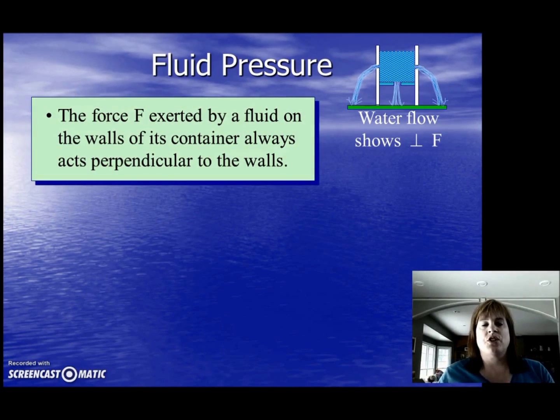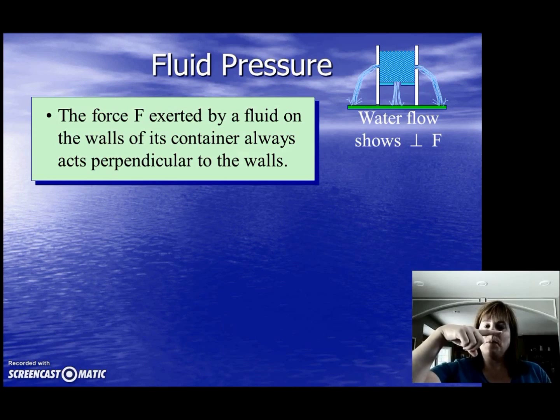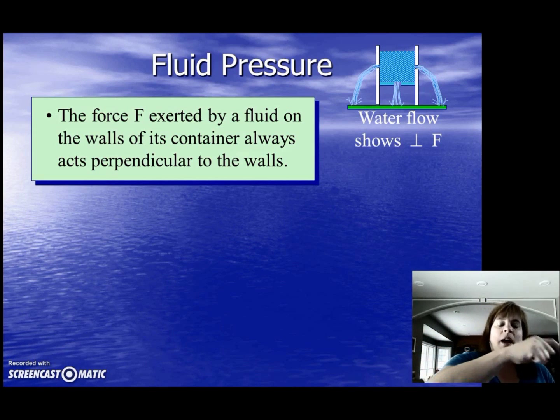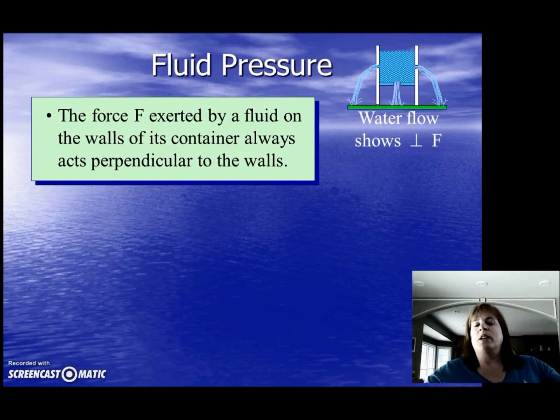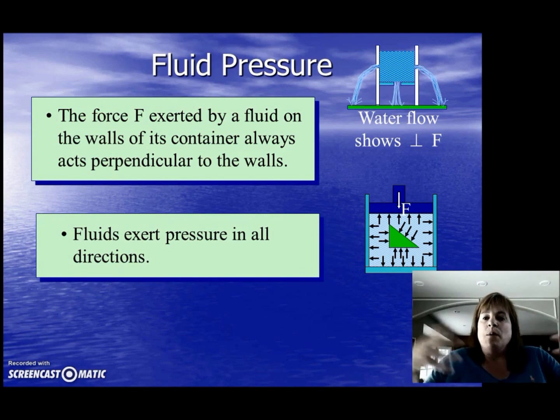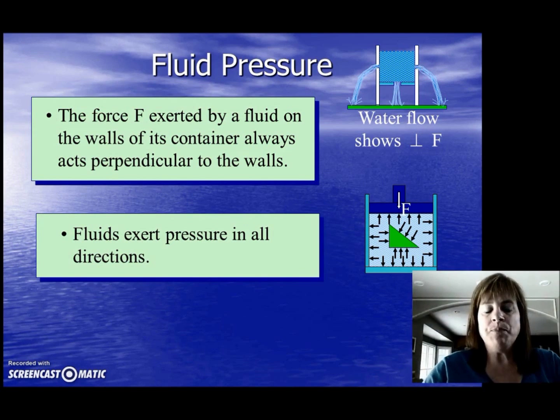First of all, the pressure, or the force, is always exerted perpendicular to the walls of the container. And you can see that if you think about how the fluid was flowing out of that container, right? It was coming out perpendicular, but then all of a sudden gravity takes over, right? So then it follows a parabolic path, just like a projectile, like we kicked a ball off a cliff. Another thing about fluid pressure is that it's exerting pressure in all directions. So it's not just pushing out, but it's pushing in all directions.